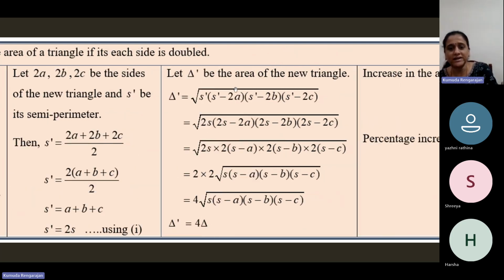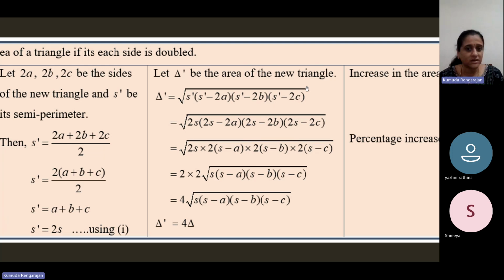So now we'll find delta dash, which is the area of the new triangle. Square root of semi-perimeter S dash into semi-perimeter minus first side, S dash minus 2A. Semi-perimeter minus second side, S dash minus 2B. Semi-perimeter minus third side, S dash minus 2C. But we know S dash is 2S. So wherever there is S dash, use 2S. Then you can take out 2 common here, 2 common here, 2 common here. That's how it becomes 2 into S minus A, 2 into S minus B, 2 into S minus C.